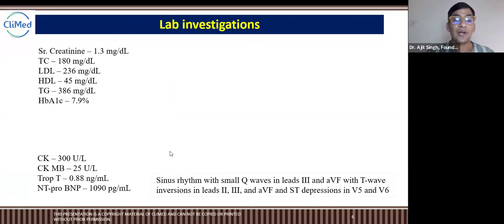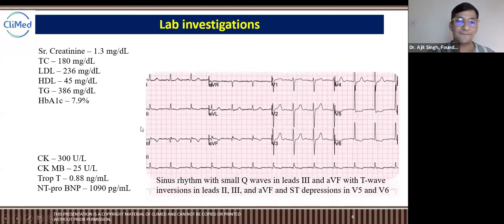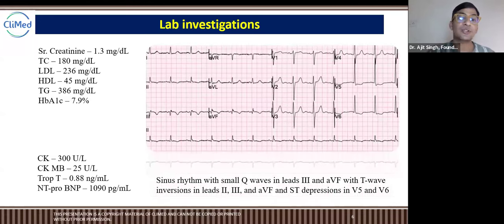So NT-proBNP is definitely high here. It is an indicator of heart failure. Understand? Now, if I come to the next part, what should I do? ECG, correct? To check these symptoms, I should do an ECG. So what does the ECG show? ECG shows sinus rhythm with small Q waves in lead 3 and aVF.